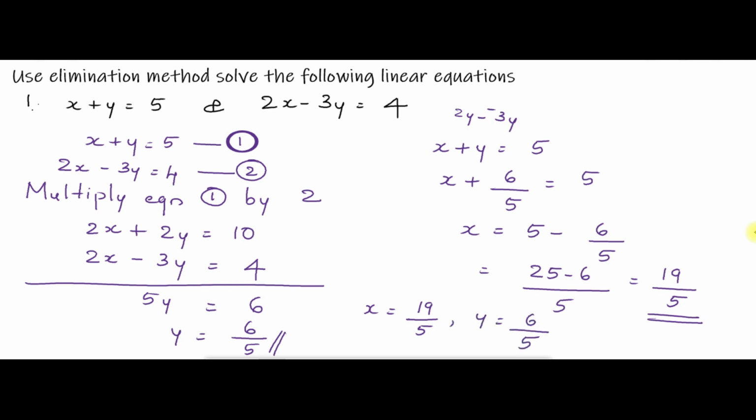You can substitute in any of these equations and if you got the answer as 5, then your answer is correct. Suppose x plus y equal to 5. You can check. 19 by 5 plus 6 by 5. 19 plus 6 is equal to 25. 25 by 5 which is equal to 5. So, your answers of x and y are correct. This method is known as elimination method since I am eliminating one term by multiplying with a common term.